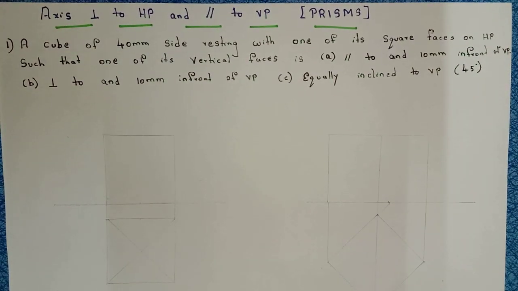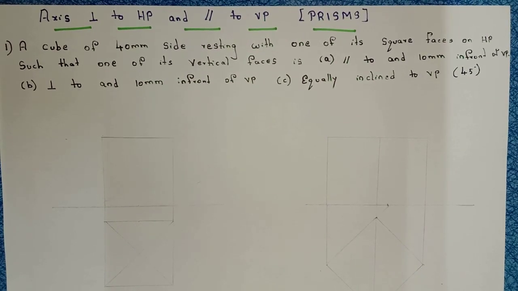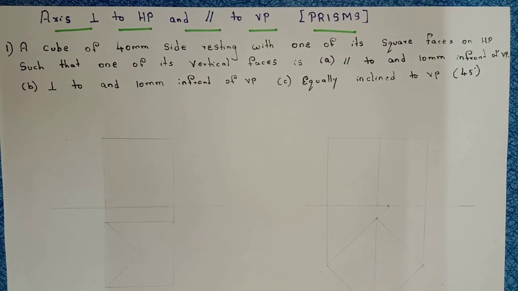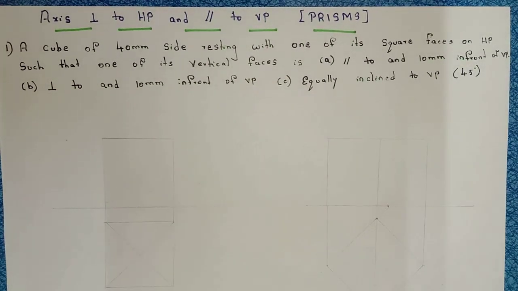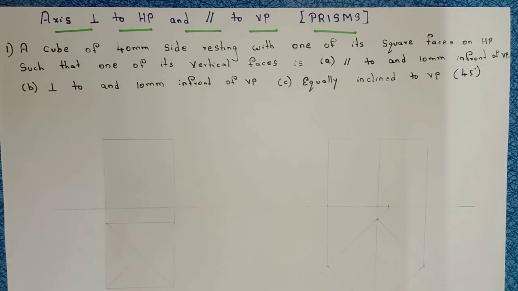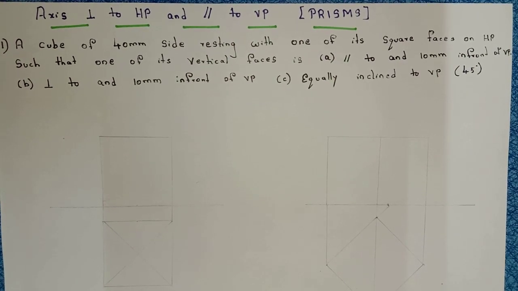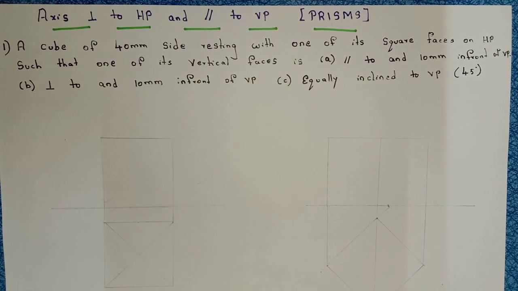Okay, students. So we have started Unit 3, Projections of Solids, right? In these projections of solids, we are going to construct prisms and pyramids. A prism consists of a top face and bottom face bounded by rectangular faces or parallelogram faces. And a pyramid has only one base and an apex or vertex.